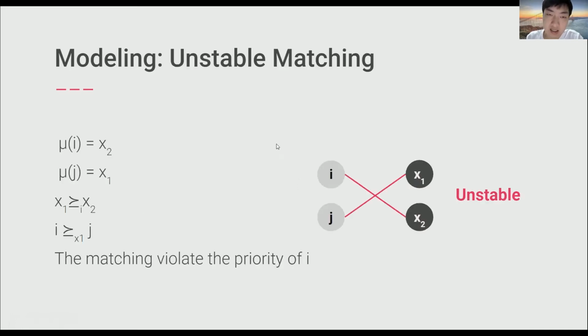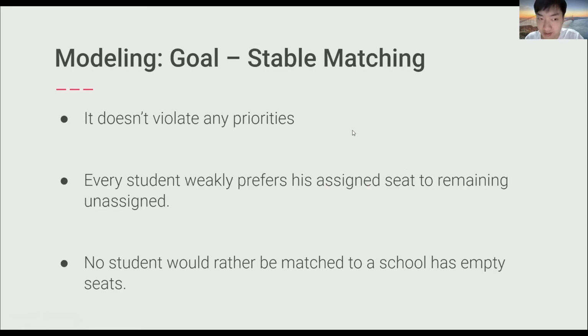Okay, let us recall the meaning of unstable matching. Student I is assigned to school X2, and student J is assigned to X1, and meanwhile, I prefers X1 to X2, while J has less priority for school X1 than I. So we may say it's an unstable matching. We should assign I to X1. But be careful: after fixing this unstable matching, I may get assigned to X1, but we can't send J to X2 directly because we don't know anything else about student J. So our goal is still to find a stable matching.